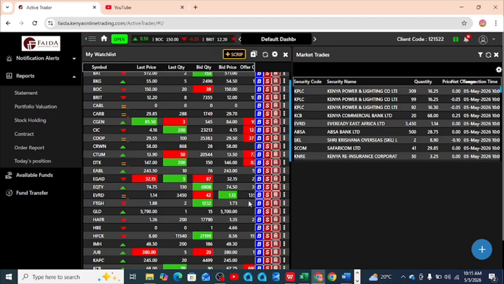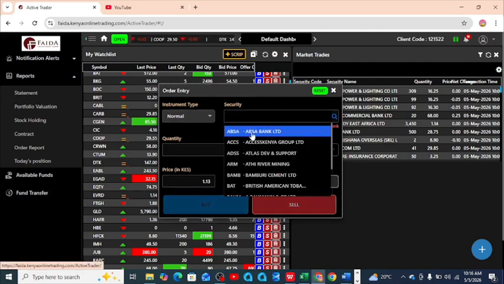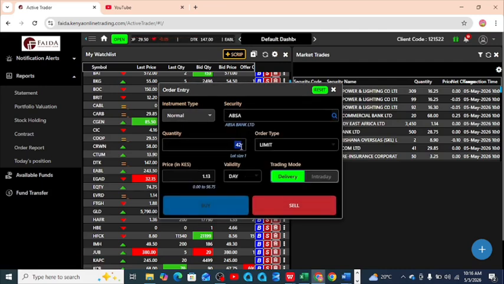So we can come here where we have sell. When I want to sell, maybe I can take my ABSA amount. Then I can technically choose the quantity which I want to sell, maybe it is 100. I can choose the price which I want to sell at. Let me show you, let me reset here. So I need to choose the company, which is ABSA, then choose the quantity, 100.